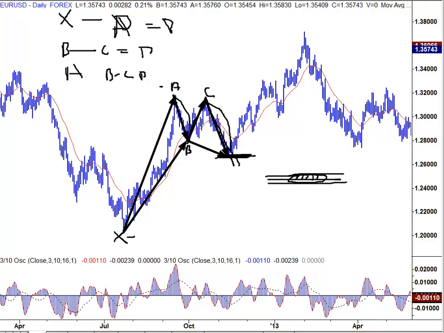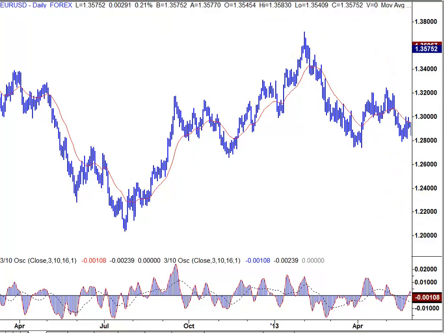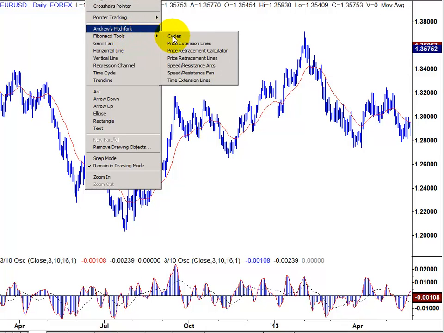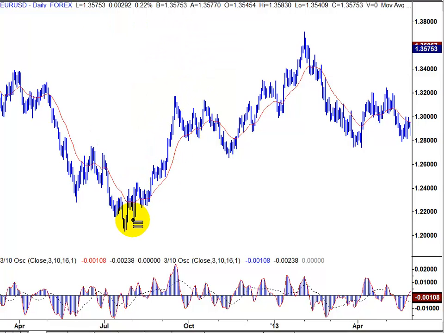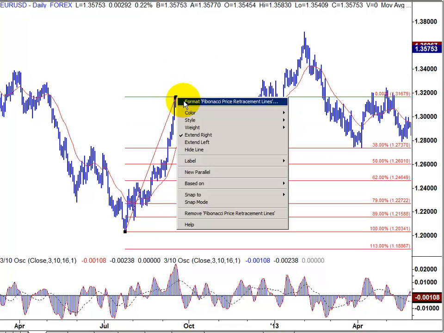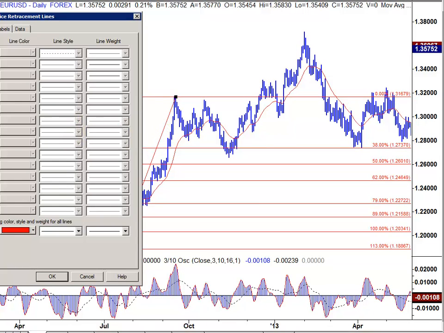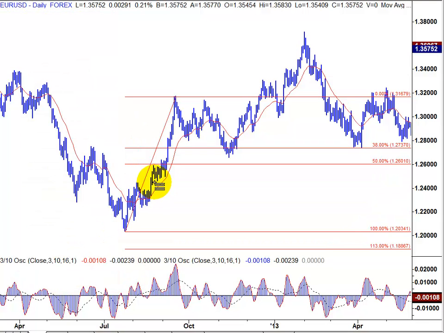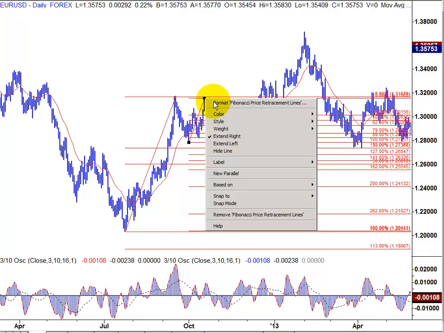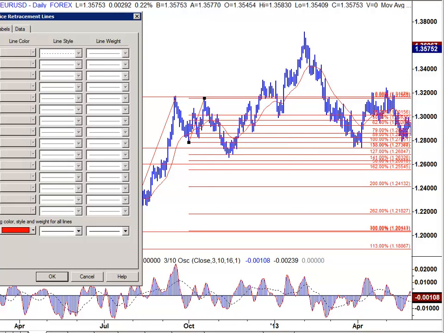So let's do some drawing Fibonacci. We're going to take our initial Fibonacci from low to high. And I'm going to take out 61.8 and all these other ones, and leave in 38 to 50%. Then I'm going to go from B to C. I'm going to take out the 100 to 0.